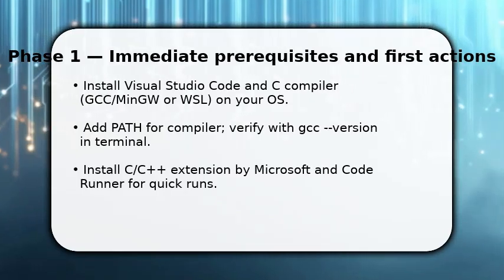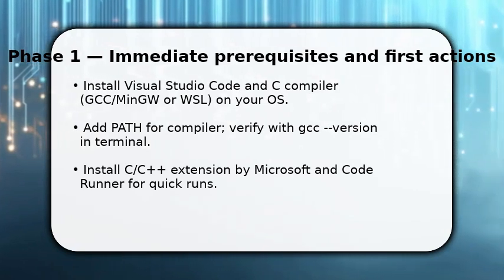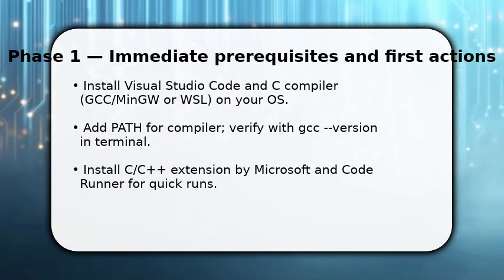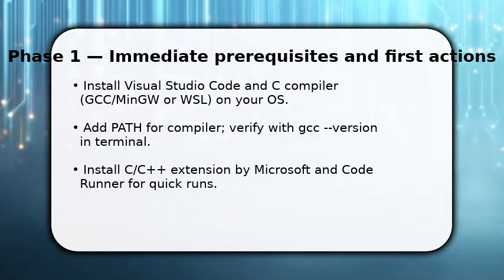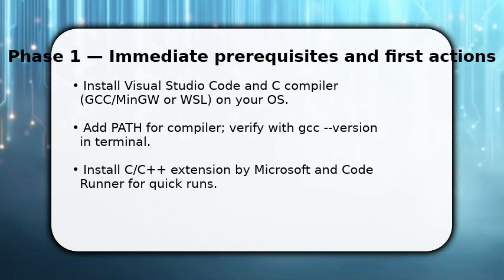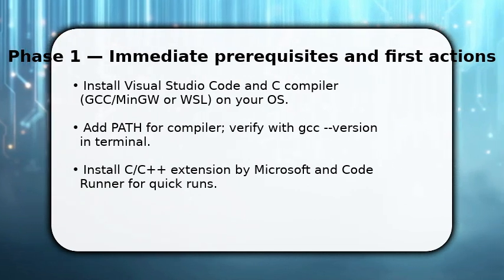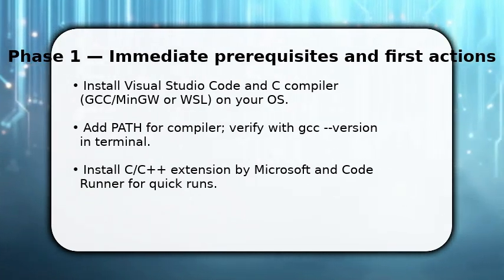You start by getting the essentials installed and verified. This is not optional. Install Visual Studio Code and a C compiler, GCC on Linux or MinGW on Windows, or enable WSL. Once done, add the compiler to your path, then open a terminal and run gcc --version to confirm.